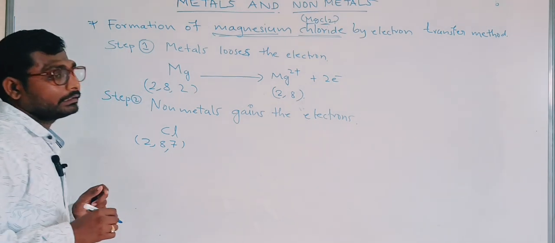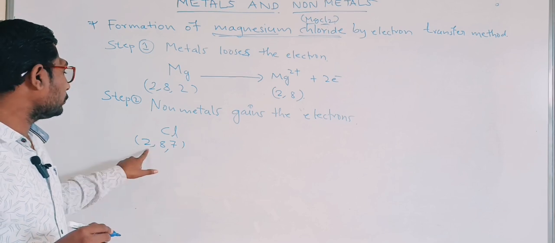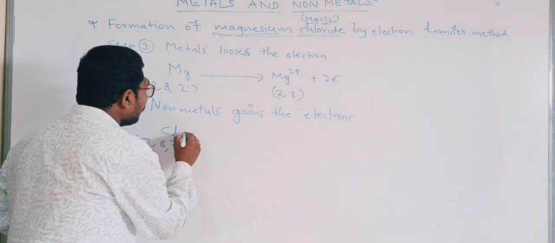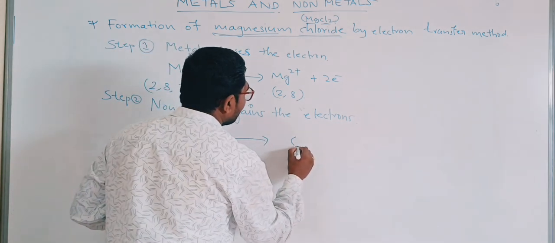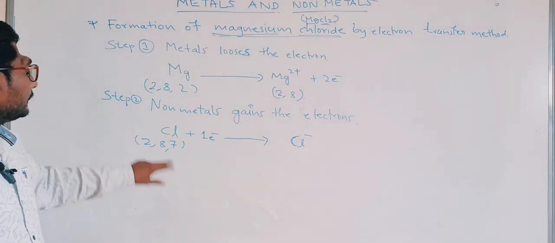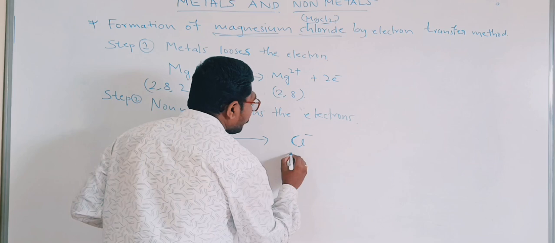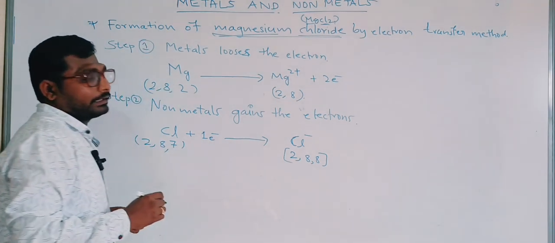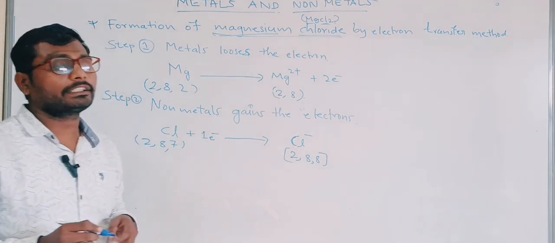It wants to be stable. It needs 1 electron. Then it becomes 2, 8, 8, which is stable. So it gains 1 electron and becomes the Cl minus ion, the chloride ion. Here is chlorine, and after gaining an electron it becomes the chloride ion. Its electronic configuration is 2, 8, 8. Now it is stable, and both have attained the octet state.